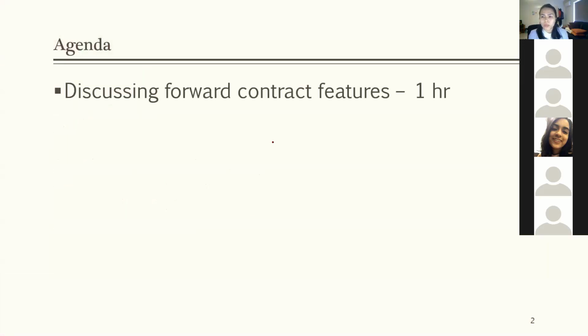So for today's workshop, we are going to focus on foreign exchange, the forward contracts on foreign exchange. In the first part, we are going to talk about just the overall features of forward contracts. And for this topic, I really want you to understand the payoff functions of forward contracts.